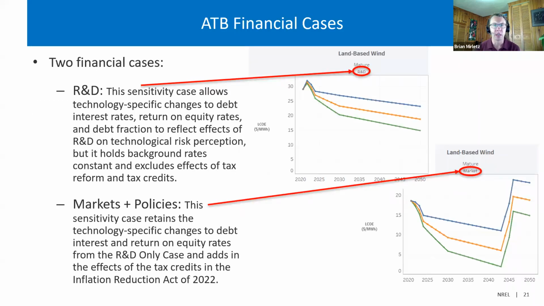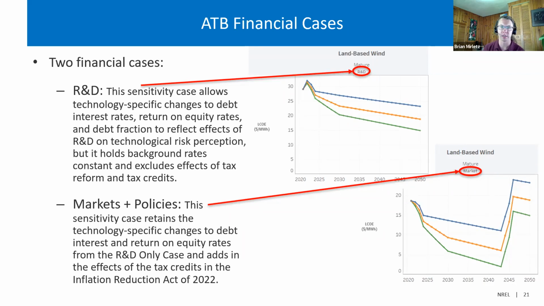So a little bit more detail on the financial cases presented in the ATB. We have 2 financial cases. The R&D case represents technology-specific changes to debt and interest rates, return on equity rates, and debt fractions to reflect the effects of R&D on technological risk participation, but then it holds all of those values constant, such that you can see the effect of technology improvement alone.